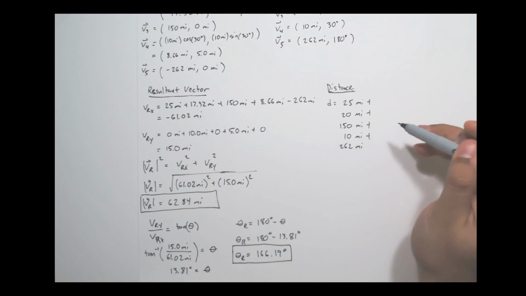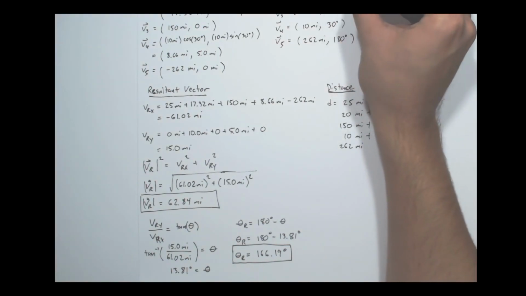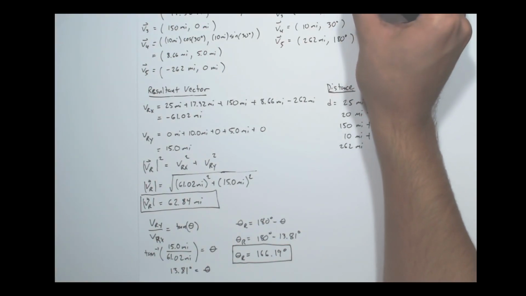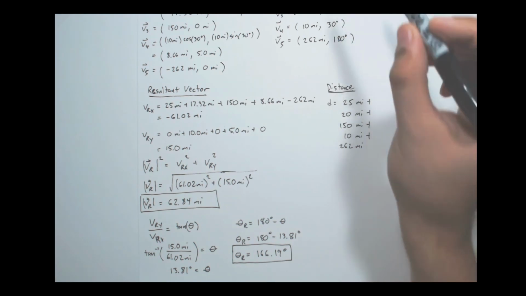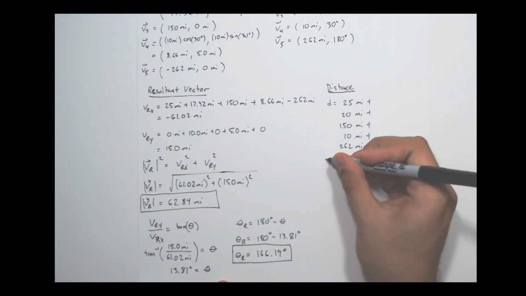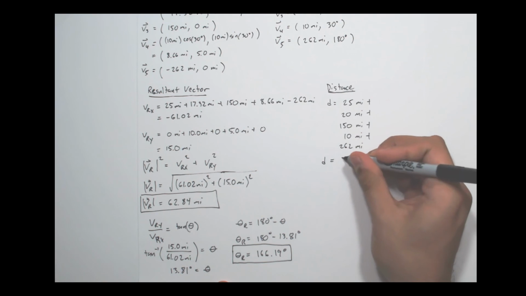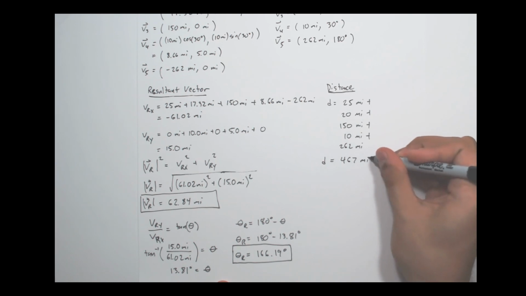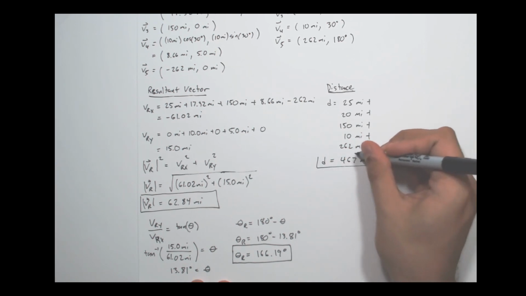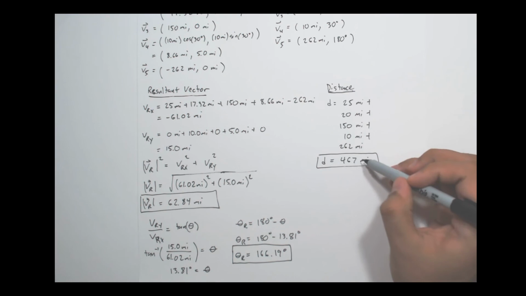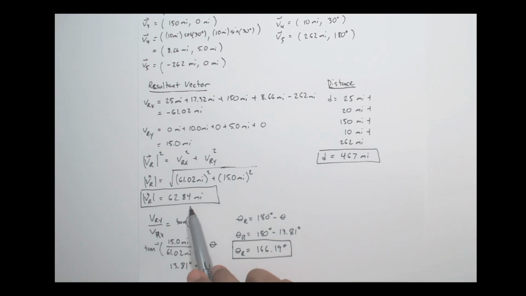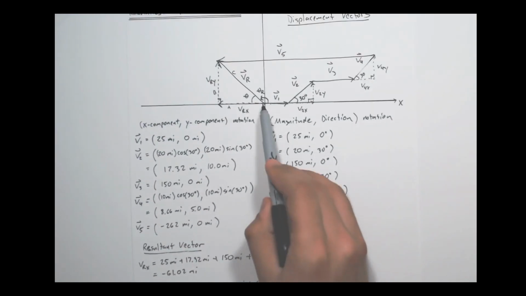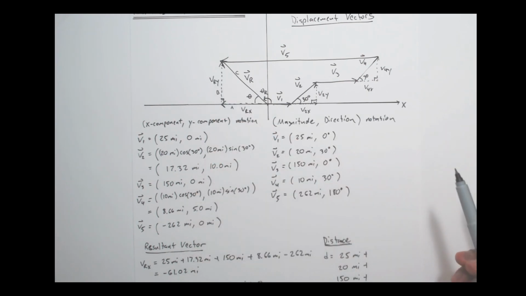And of course, we're assuming that the plane makes these super sharp, abrupt turns, and that there's no little turn radius on each one of those. So that's just a little assumption that we're making here. But you get the idea. If we just add up all of those little path segments, we'll have a total distance of 467 miles. Whereas the displacement, which just takes you from the starting point to the ending point, is only 62 miles.